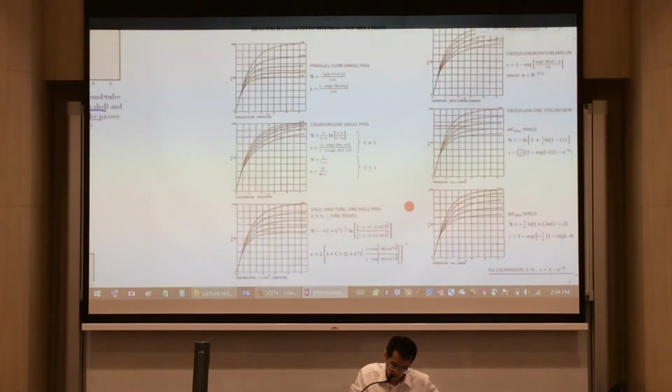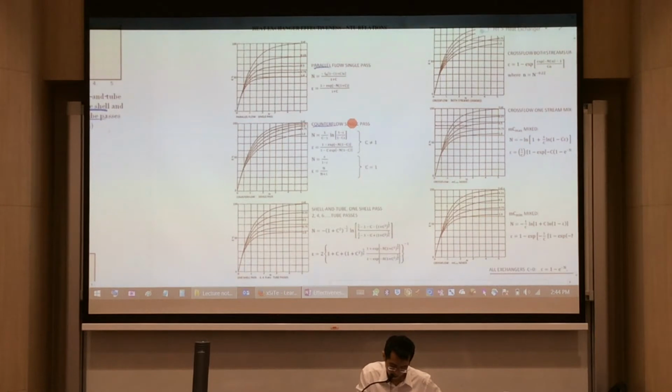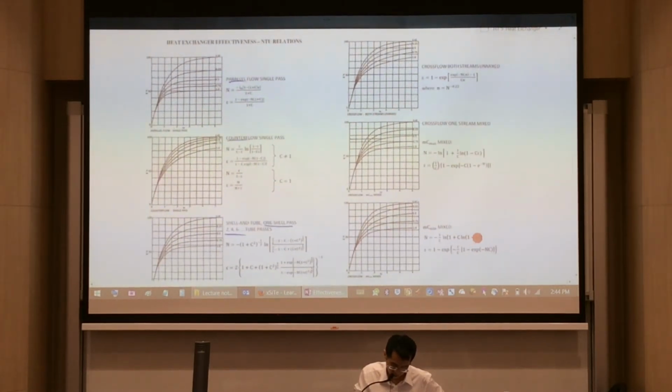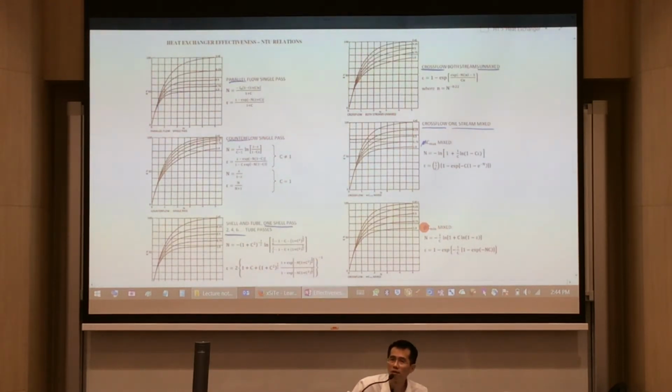So this one here is for parallel flow, this counter flow, shell and tube that we have seen before, one shell pass, and then 2, 4, 6 tube passes. If you have cross flow, this is for both mixed. If you have cross flow again, if one stream is mixed, which one is the mixed one? Is it the C min or C max? In this case, this M over here, I think it's just a typing error. So I'll be highlighting to the class about that.